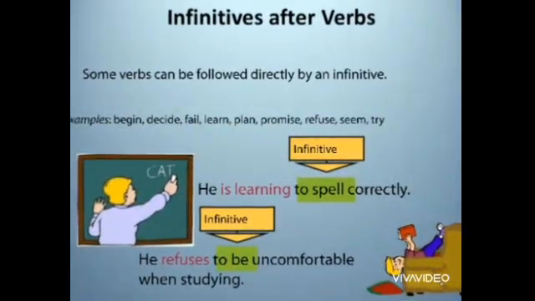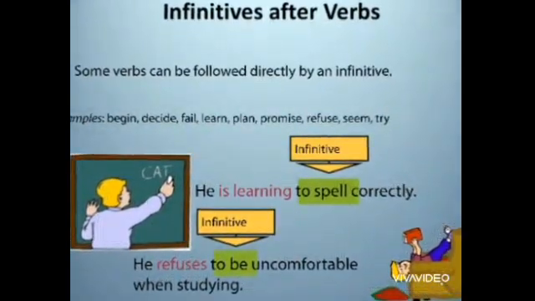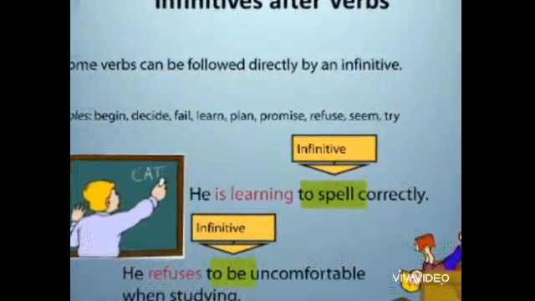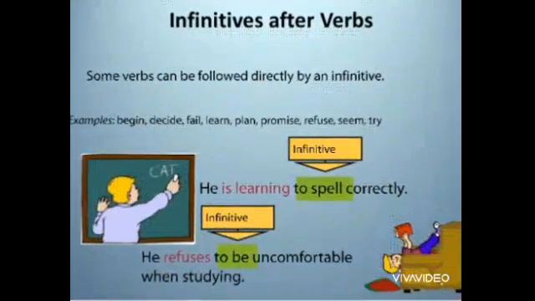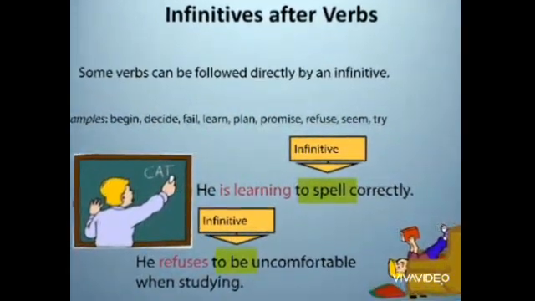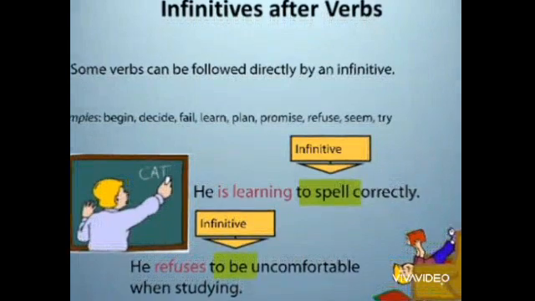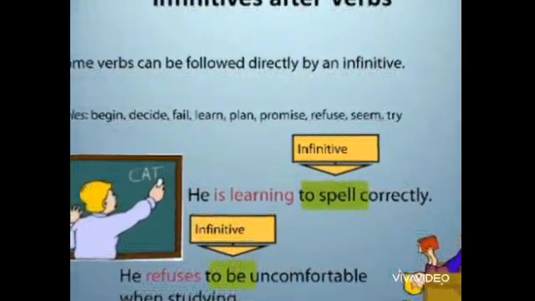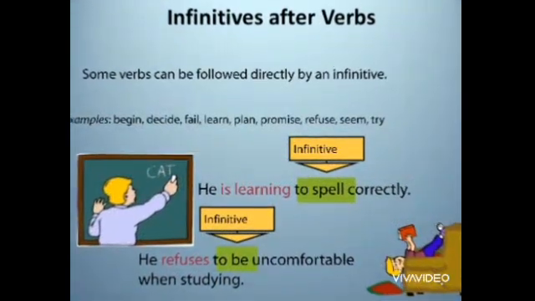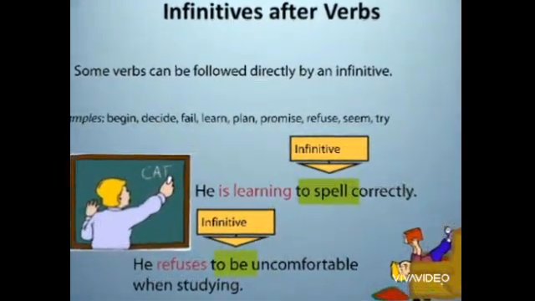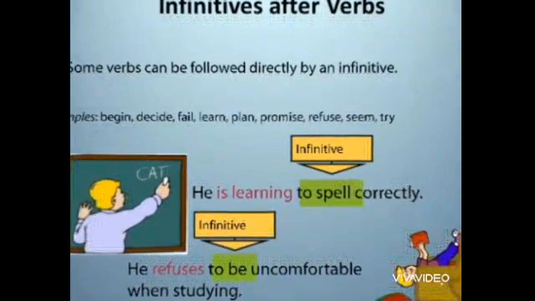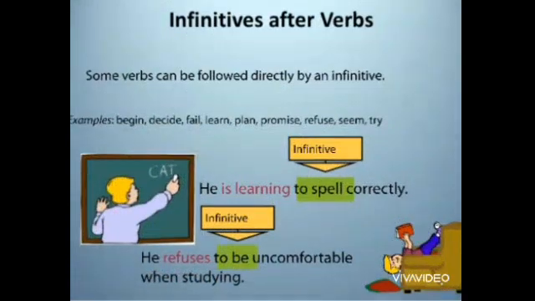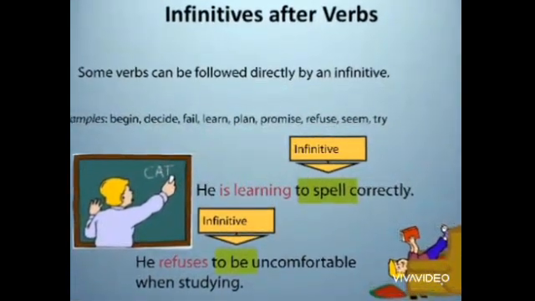Some verbs can be followed directly by an infinitive. Examples: begin, decide, fail, learn, plan, promise, refuse, seem, try. He is learning to spell correctly. To spell is the infinitive. Is learning is the verb.